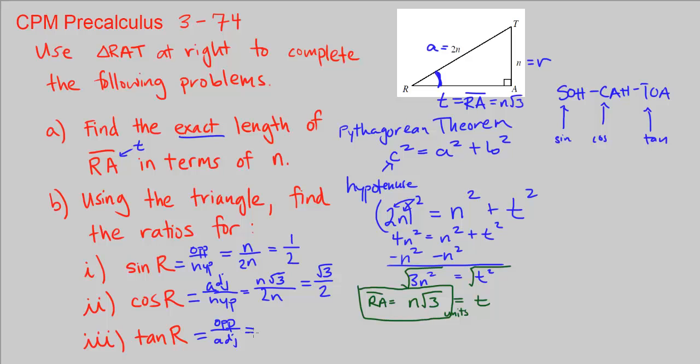Finally, we have tangent of angle R. Tangent we see is opposite over adjacent, so we look at the opposite side, which is n. So write n. The adjacent side, remember it's not the hypotenuse, it's this side over here, n square root of 3, which is just 1 over square root of 3, right?